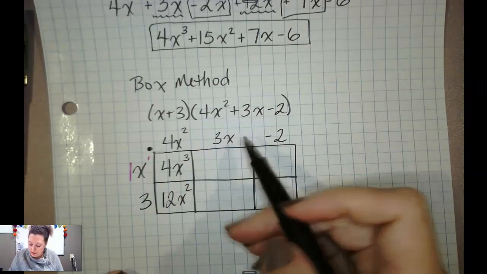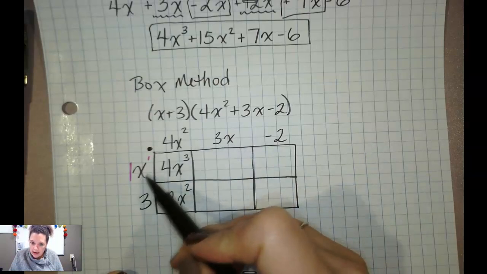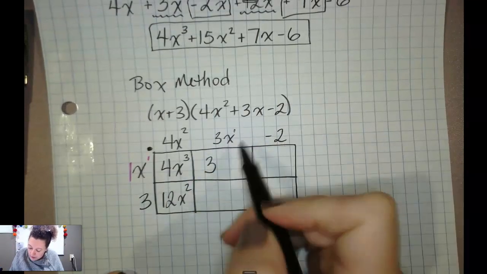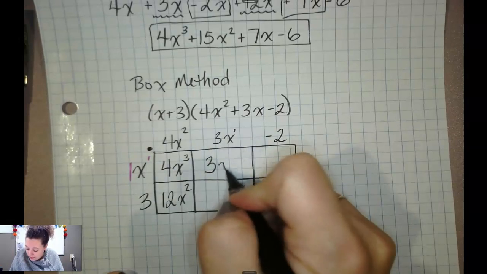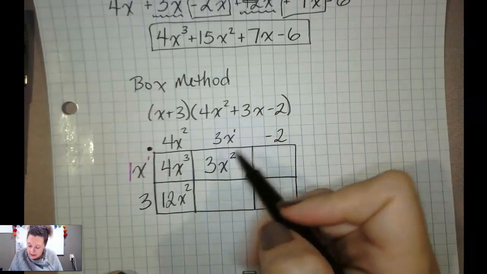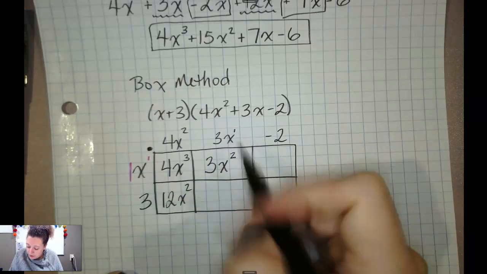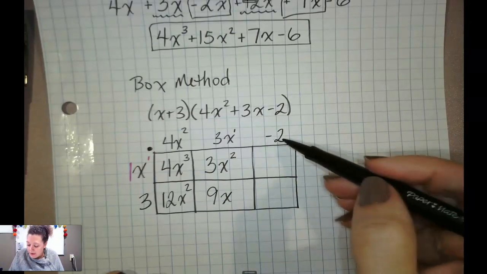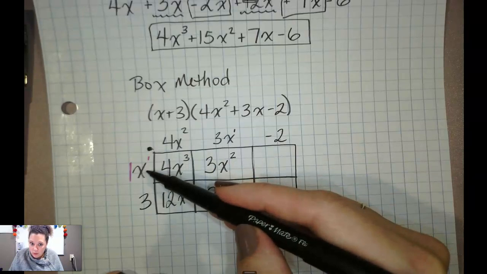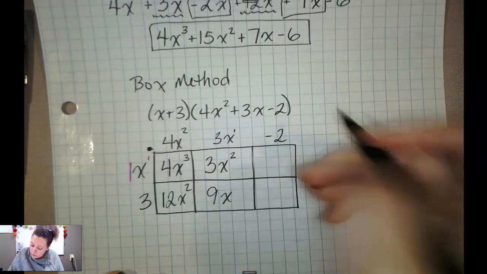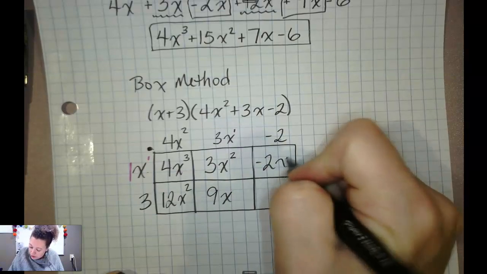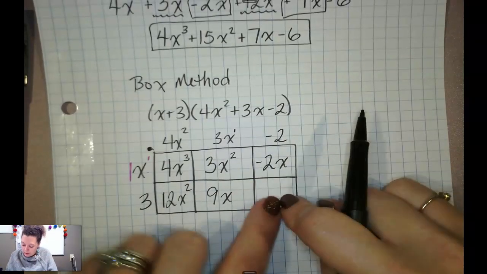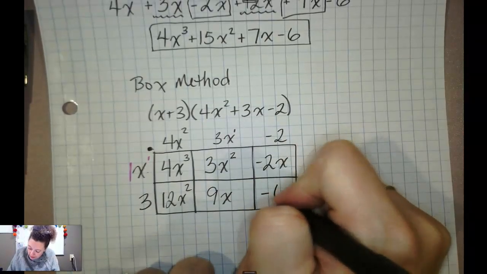Now I'm going to move over to 3x. So 3x times 1x to the 1st power: 3 times 1 is 3, remember there's an invisible 1 there, x to the 1st power times x to the 1st power is x to the 2nd power, add those exponents. Then 3x to the 1st power times just 3, 3 times 3 is 9, and then it's just going to be x. And then finally we have negative 2. Negative 2 times 1x to the 1st power is negative 2x, and then negative 2 times 3 is negative 6.